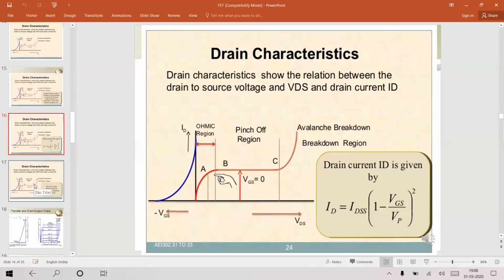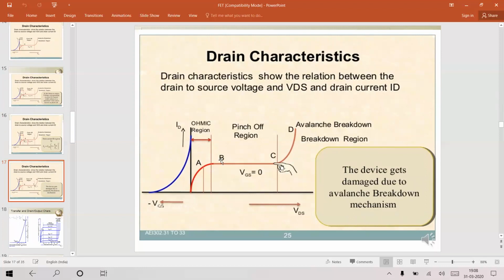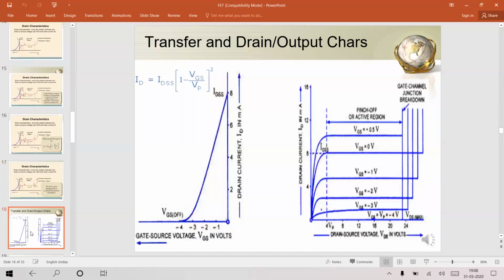Coming to the next graph, again it's the same. Every point is discussed: what is happening between B and C, C and D. Breakdown is happening. This is the pinch-off region. This is the ohmic region. It is discussed in detail. Next, based on this analysis, the final general graph we can plot is the transfer characteristics graph and the output characteristics graph. Transfer and output characteristics, or drain characteristics, you can say.